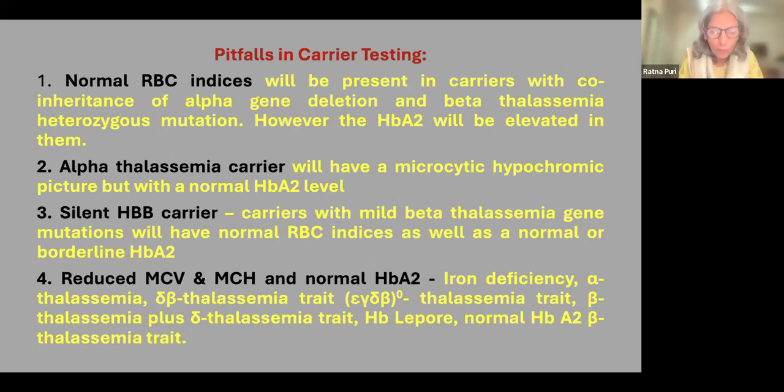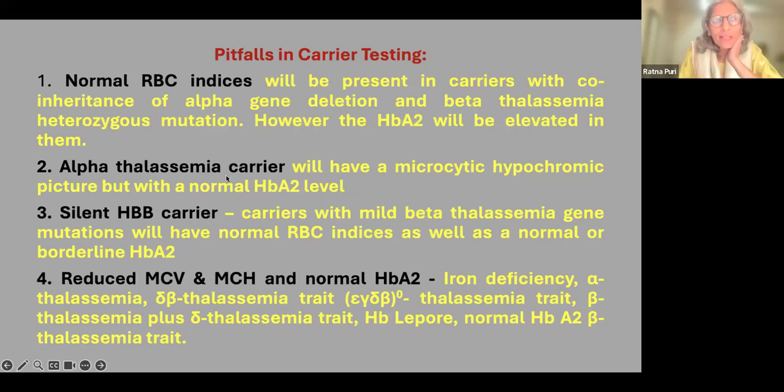Now, if my beta globin gene is low, but supposing my alpha gene is deleted, alpha is also low, beta is also low. So that will give us normal indices, which will be a false negative. Okay, so that's why co-inheritance with any alpha gene mutation matters.